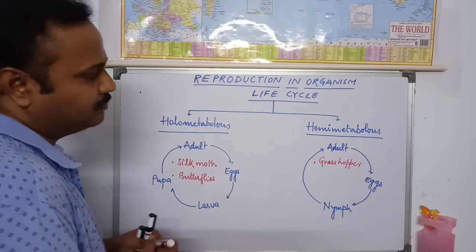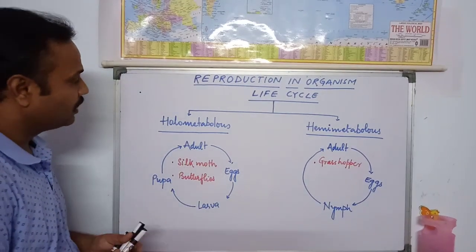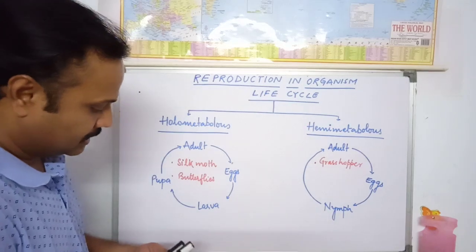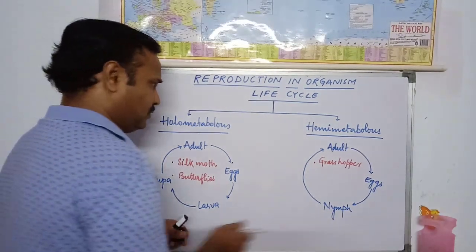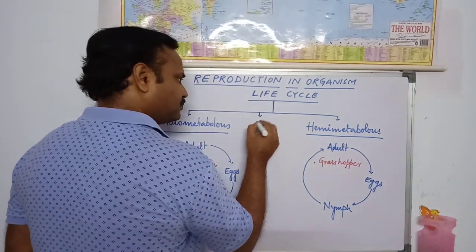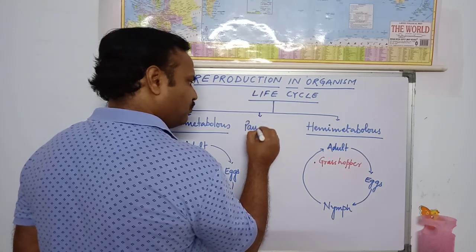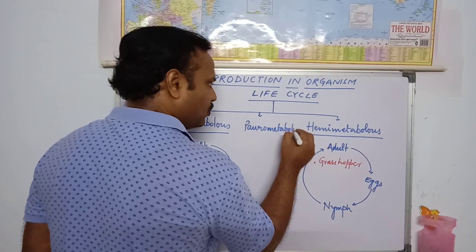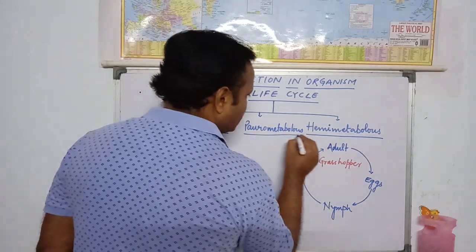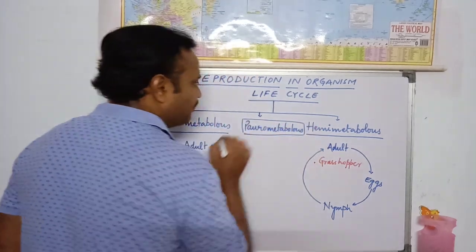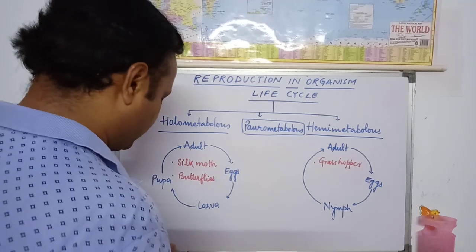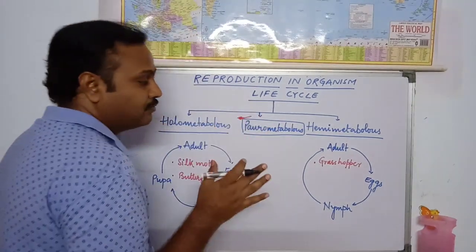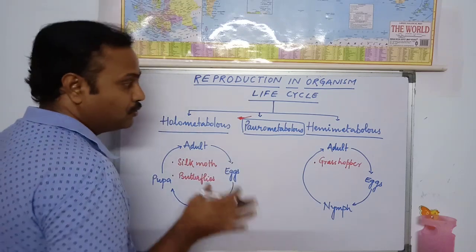Grasshopper shows such type of arrangement. The one category is metabolous, a very special type of category, right? And very important for your competitive exam, metabolous.